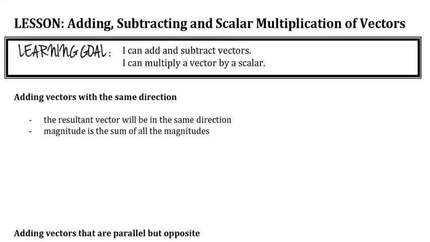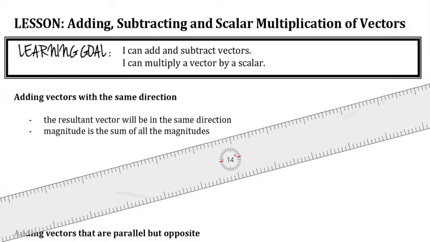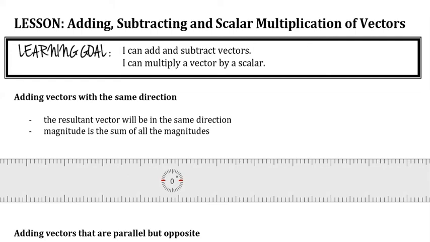We're going to look at a few different examples of adding vectors. If you're adding vectors that have the same direction, the result will be in the same direction. Nothing weird happens. And the magnitude will just be the sum of the magnitudes. If you're finding the resultant vector, you probably need to know the direction and the magnitude because vectors all have two components. So I'm going to call this A. And I'm going to call this B.